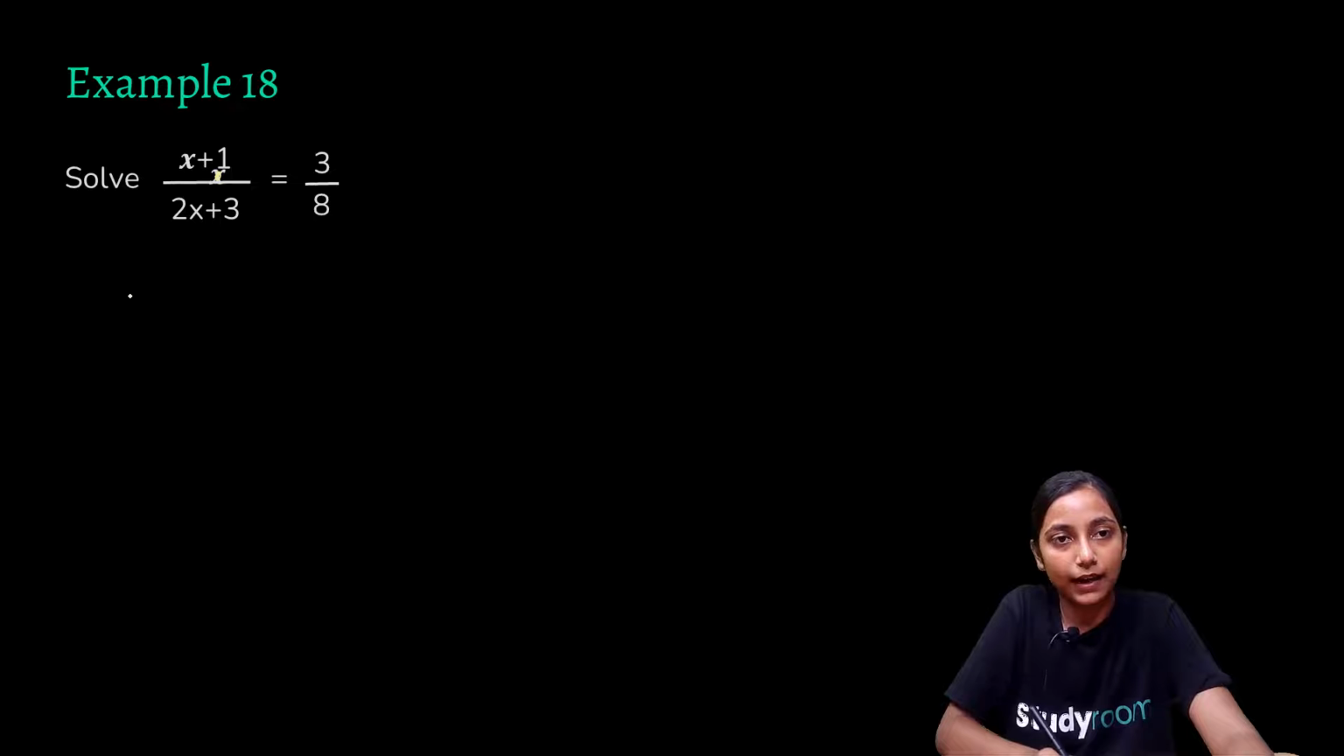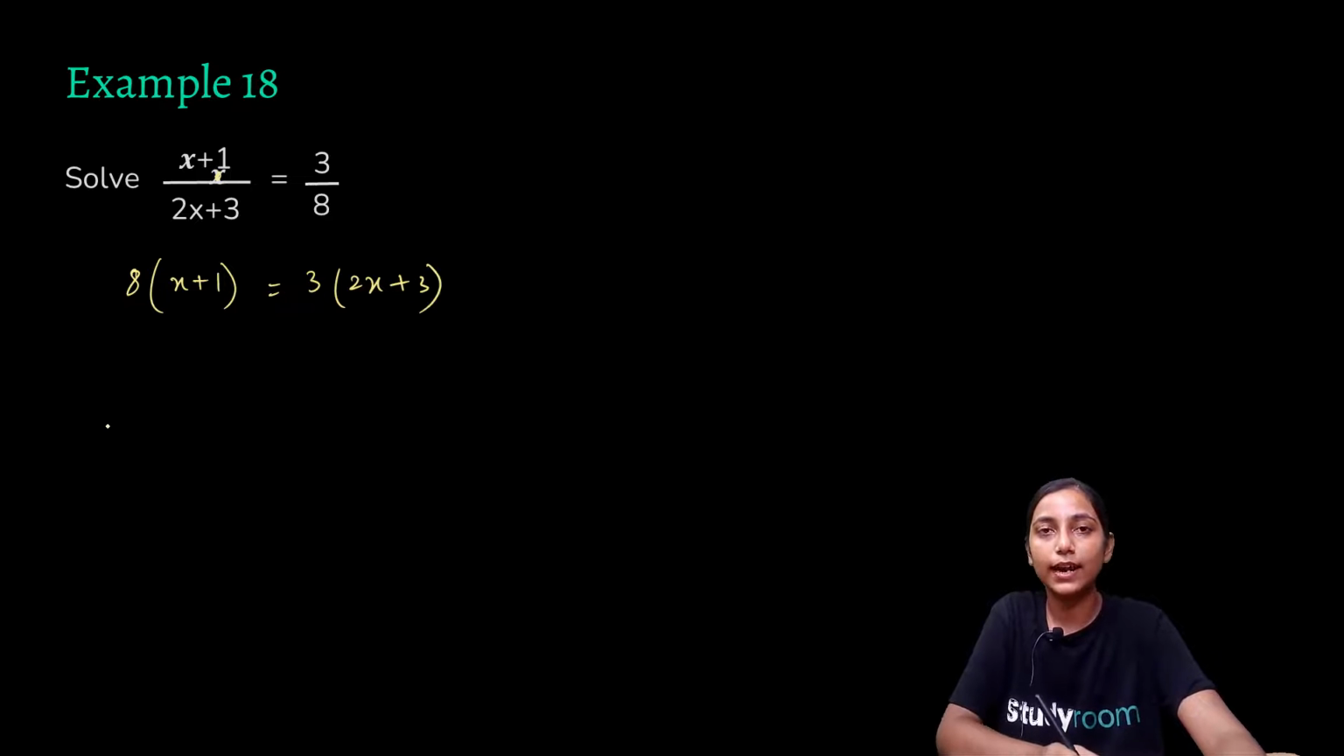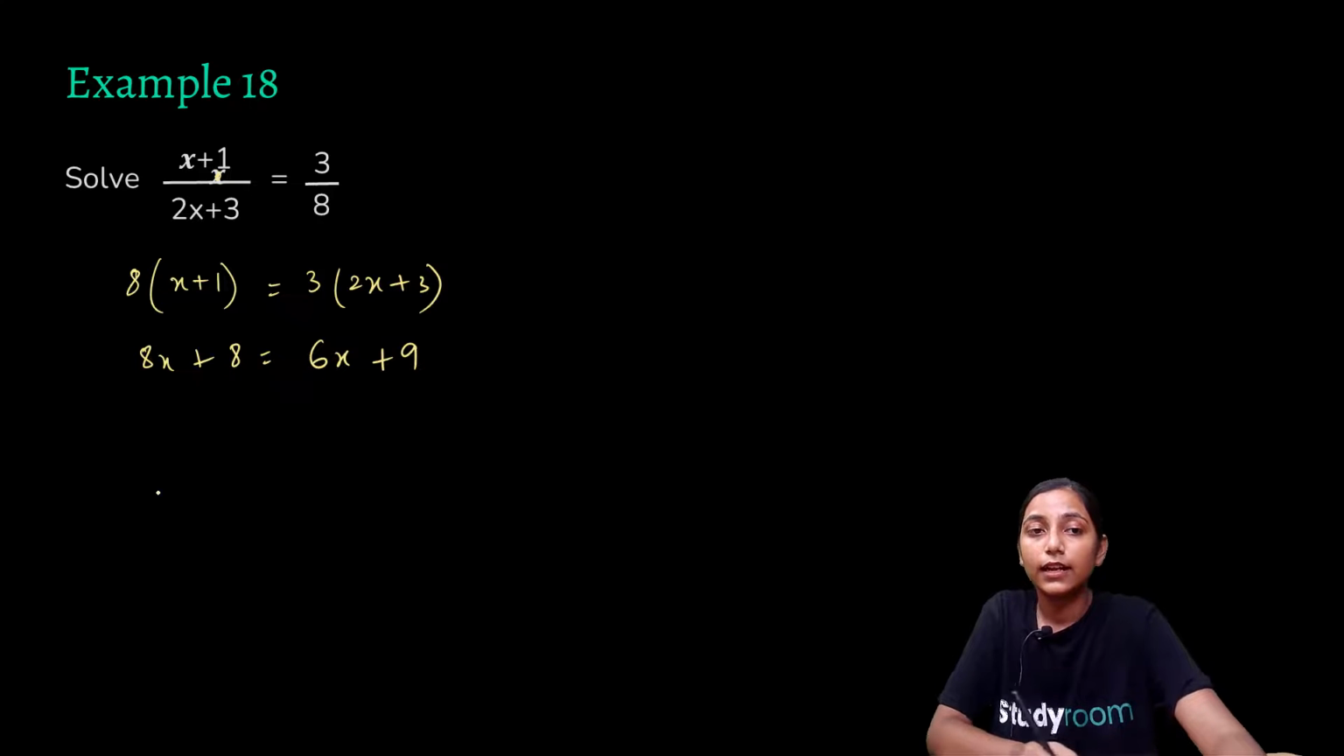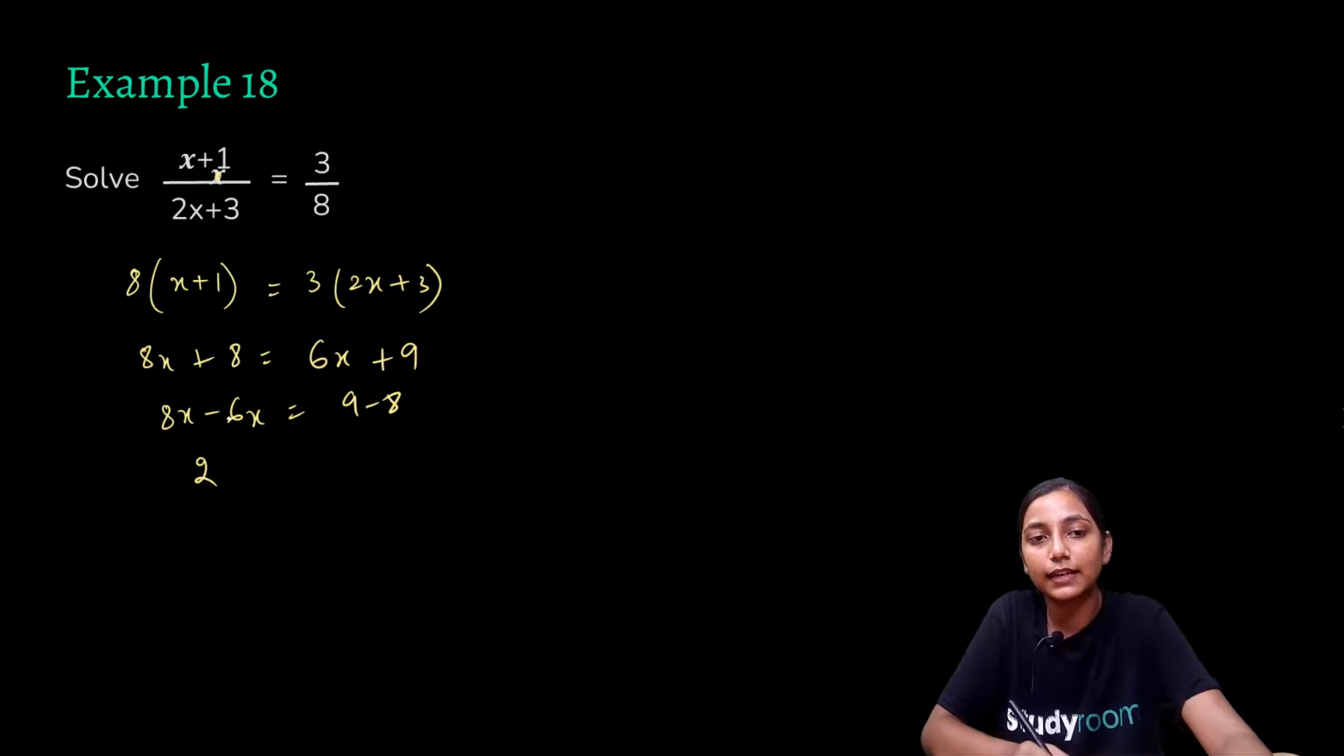After cross multiplying, you will get 8 multiplied by (x plus 1), and 3 multiplied by (2x plus 3). Now solve the brackets: 8x plus 8 equals 6x plus 9. Now our next step is to keep the variables on one side and the constants on the other side. This will be 8x minus 6x equals 9 minus 8. This becomes 2x equals 1.